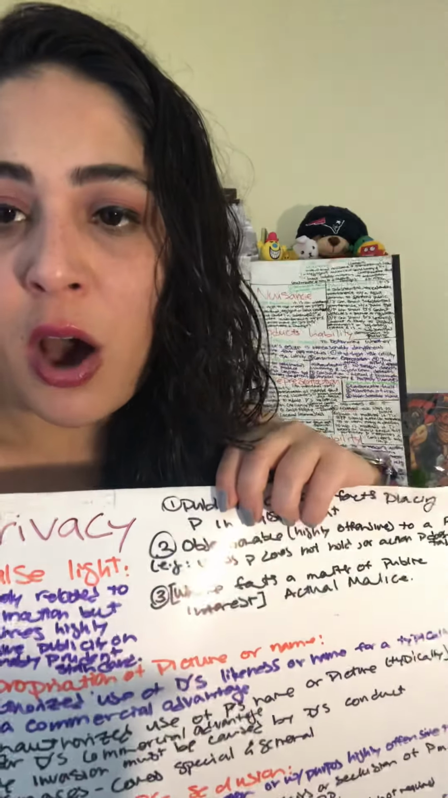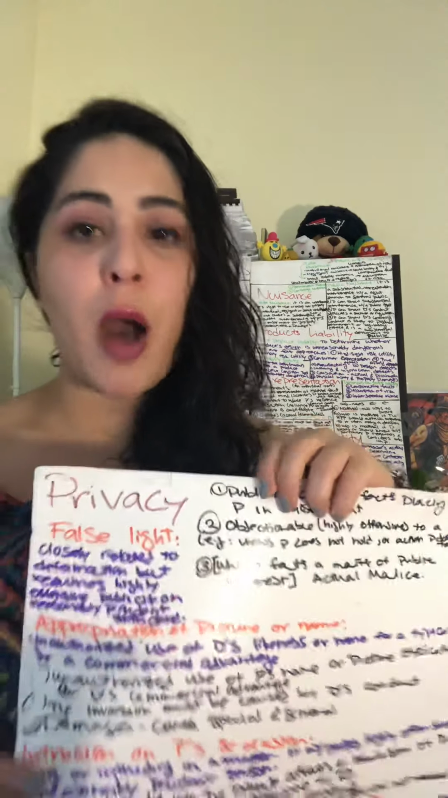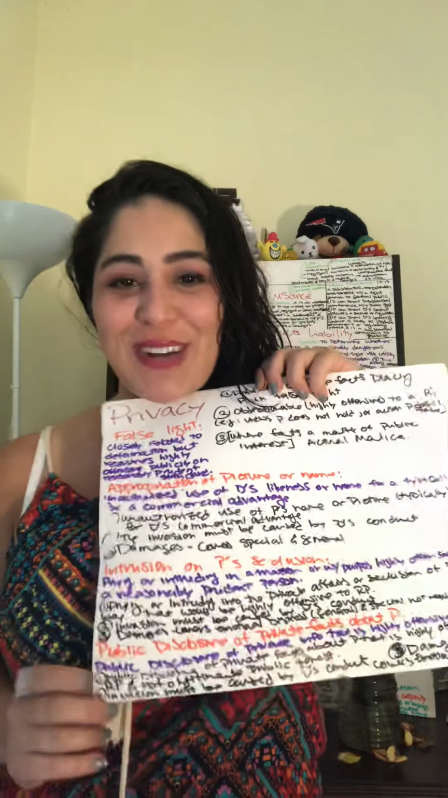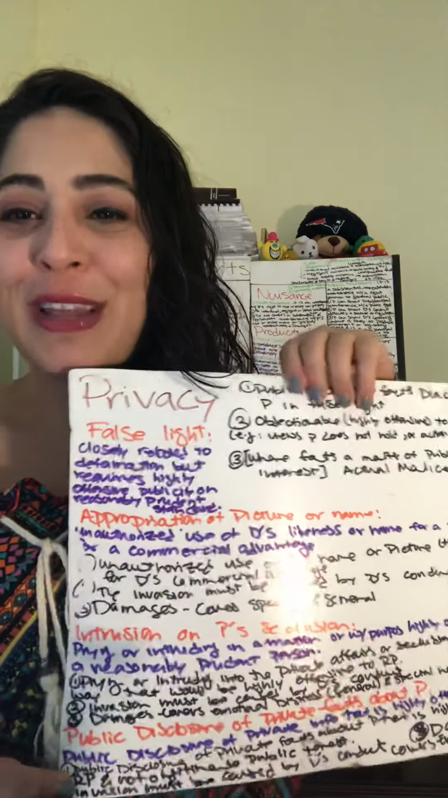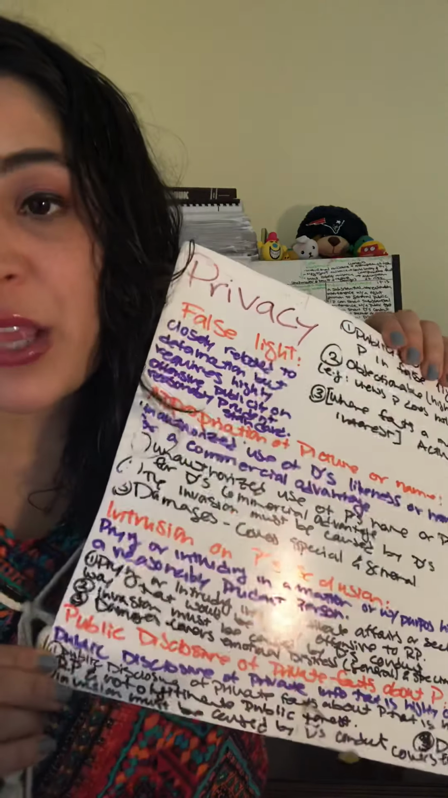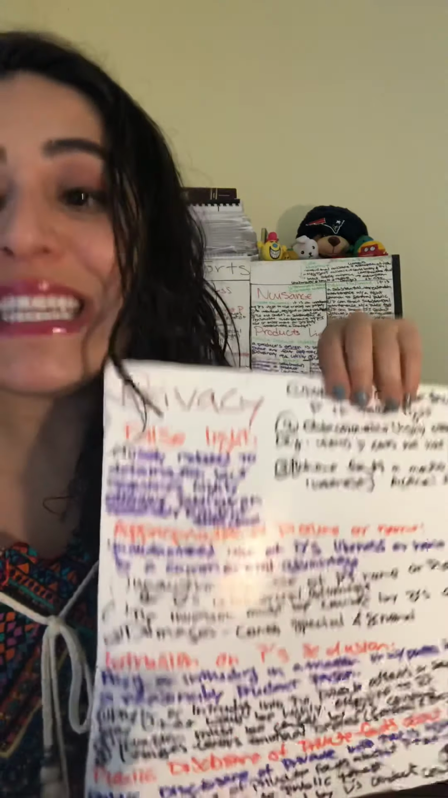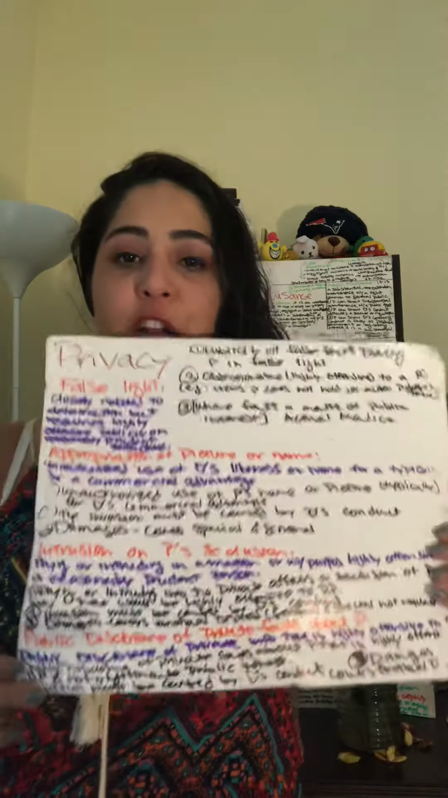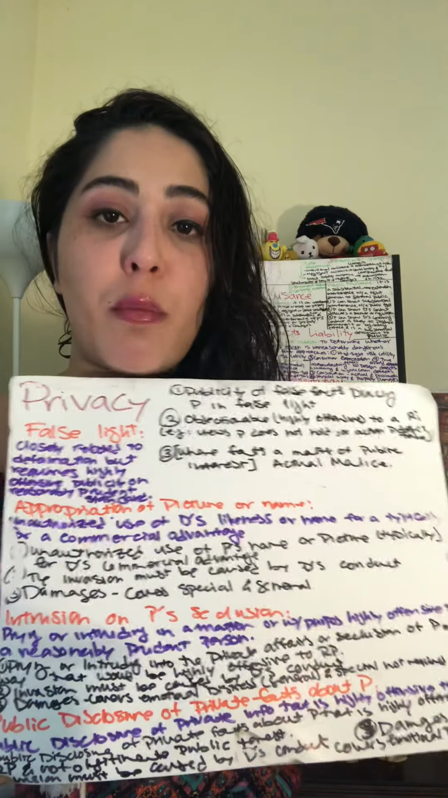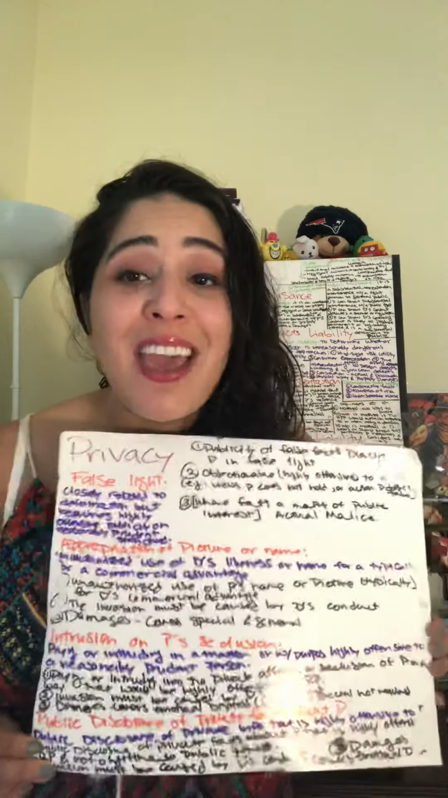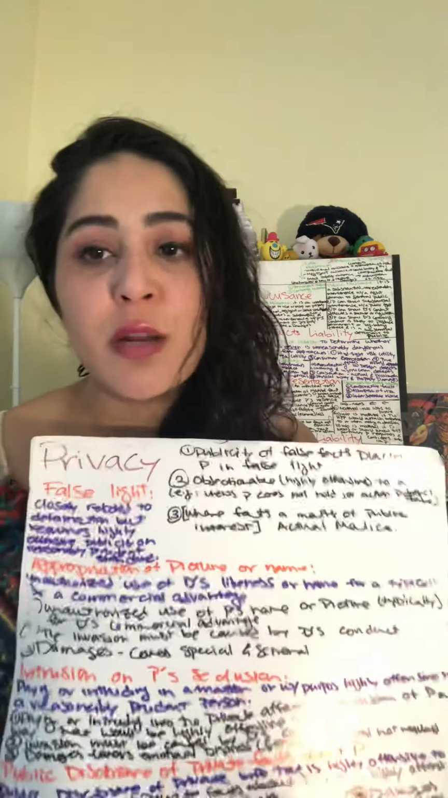The next thing I want to talk about real quick is the public disclosure of private facts. The defendant gives publicity to the private life of another. Here the defendant is giving publicity to the private life of another, and the publicity would be highly offensive to a reasonable person.